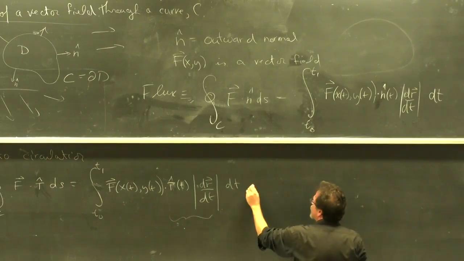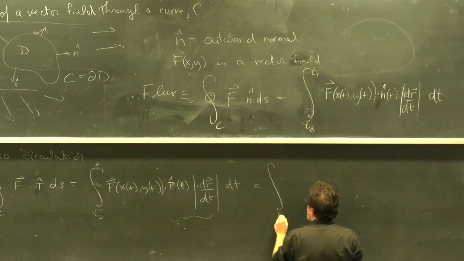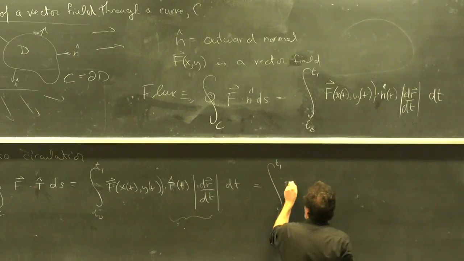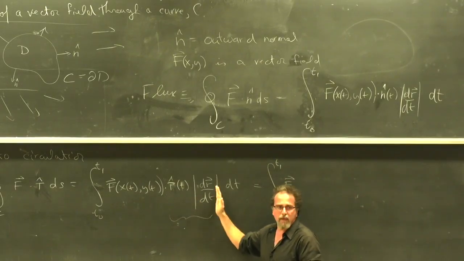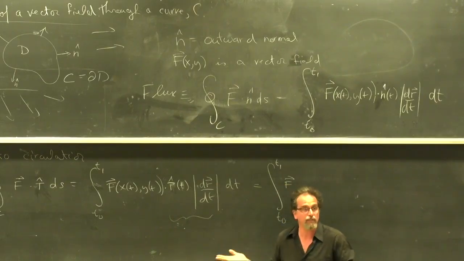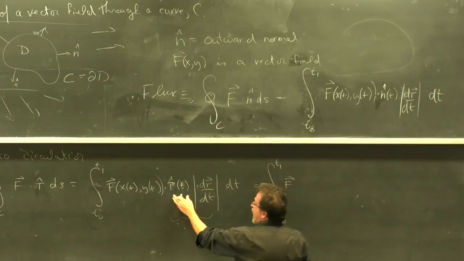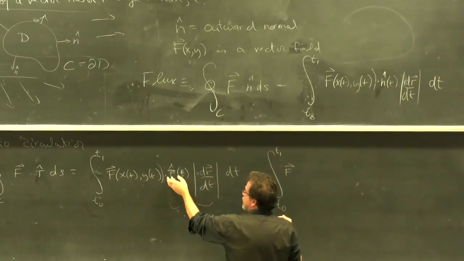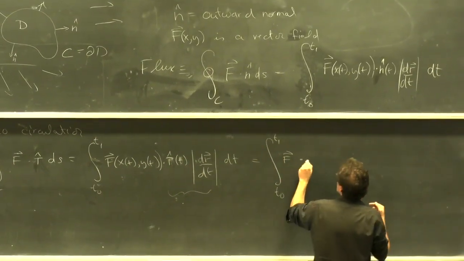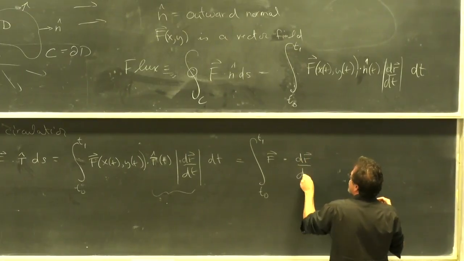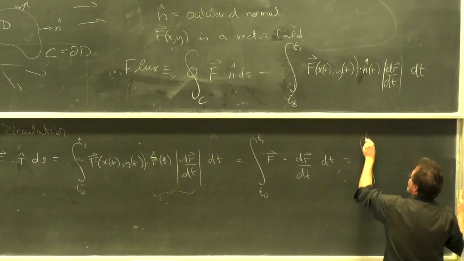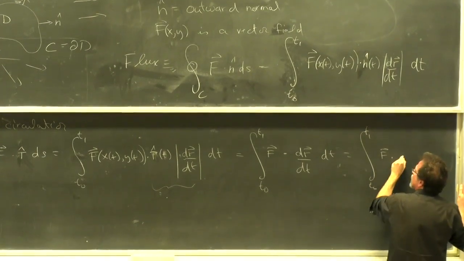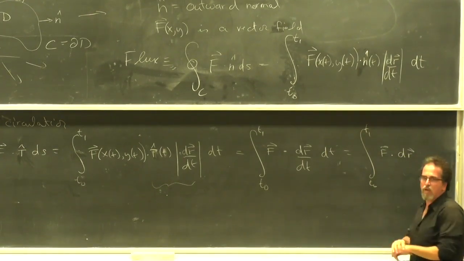The combination of these two terms gives you the following. The integral from t0 to t1 of F vector, I'm going to suppress the argument, T hat times the magnitude of dr/dt is simply dr/dt. Right? Because T hat is dr/dt divided by its magnitude. So this product is dr/dt. So this is F times dr/dt times dt, which is often written as the integral from t0 to t1 of F dot dr.